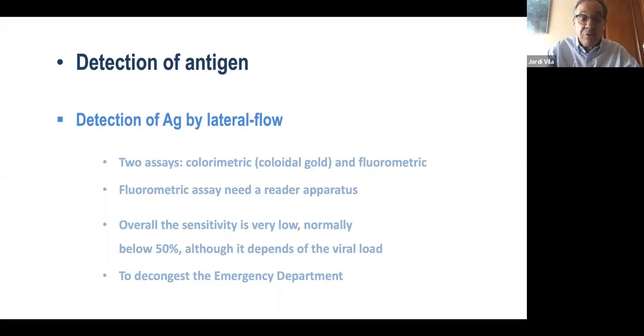It would be ideal to have a rapid test to detect the antigen in 15 or 20 minutes in the emergency department in order to decongest the number of people attending this department.